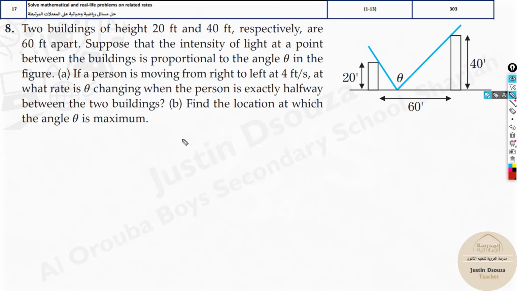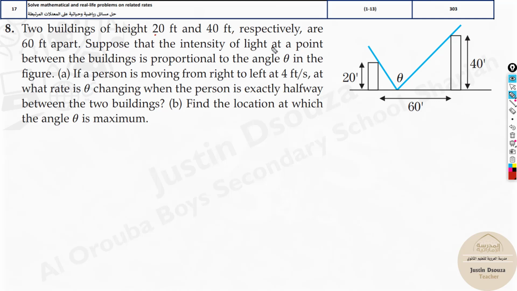Now we will solve this out over here. There are two buildings given in the figure. The height of the first building is 20 feet and the other one is 40 feet, respectively, and they are 60 feet apart. This dash indicates feet. If it's a double dash, it's inches.